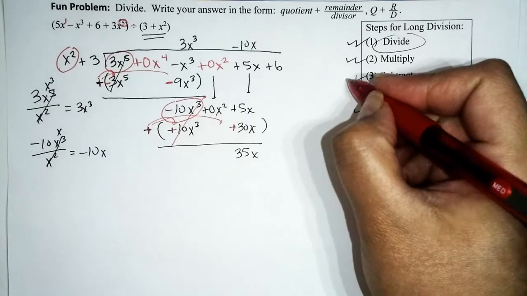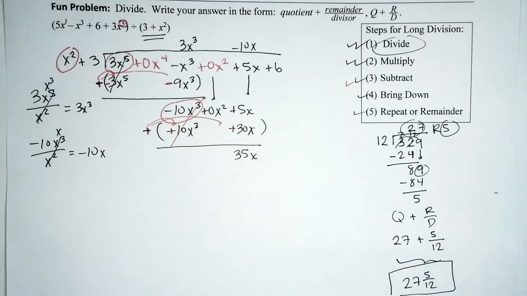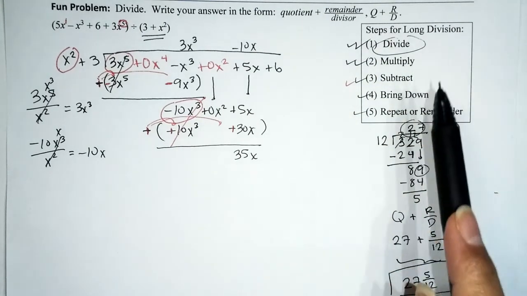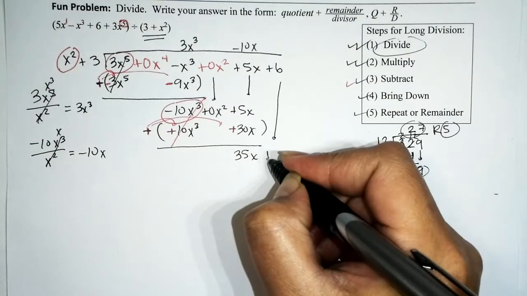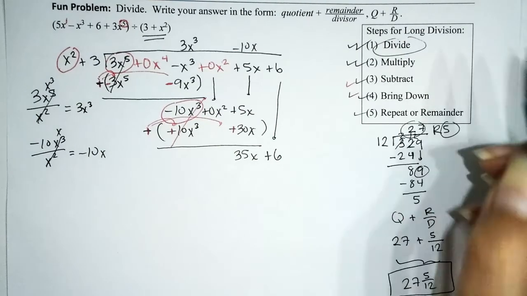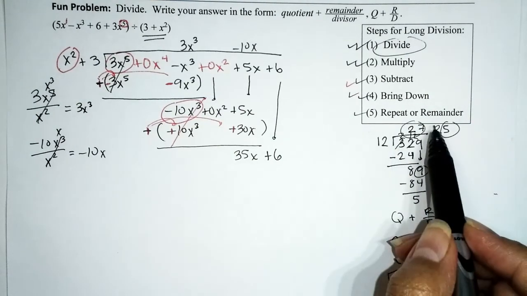Okay, so we had just subtracted. Let's keep going. Steps to long division: divide, multiply, subtract. If there's another digit, bring it down. Cool. And whenever you bring down, you have to repeat the cycle or spit out the remainder.